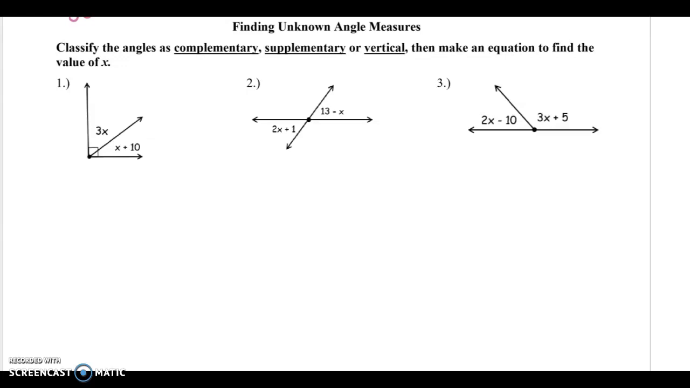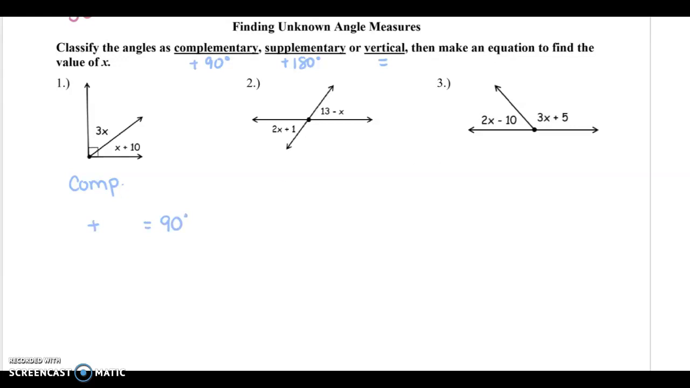So these angles are either complementary, supplementary, or vertical. Complementary, they have to add to 90. Supplementary, they have to add to 180 degrees. Vertical means they are the same, they're equal. So let's start there. I see the box here, so that makes these complementary angles, which means that they have to add to equal 90 degrees.